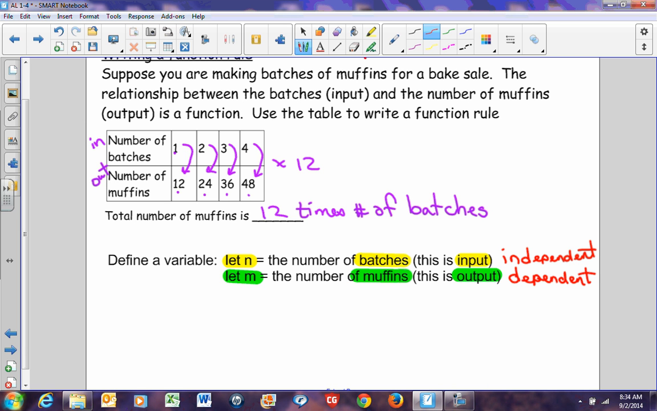So, if I let n equal the number of batches, and this is my input, my output is going to depend upon my input. Most of the time, you write your function rules starting with your output or your dependent variable. So in my case, I'm going to let m, my number of muffins, equal 12 times the number of batches that I happen to make. So m equals 12n.